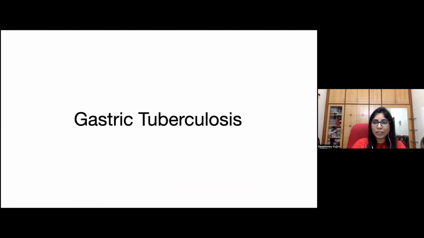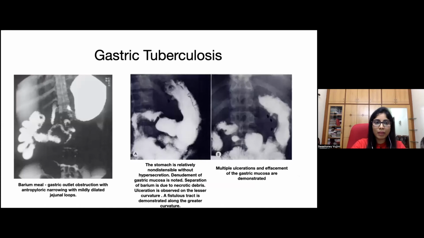Next is gastric tuberculosis. The first one is a barium meal showing gastric outlet obstruction with antropyloric narrowing and mildly dilated jejunal loops. Here we can see the stomach is relatively non-distensible without hypersecretion, and denudement of the gastric mucosa is noted. We also see ulceration on the lesser curvature and a fistulous tract on the greater curvature.